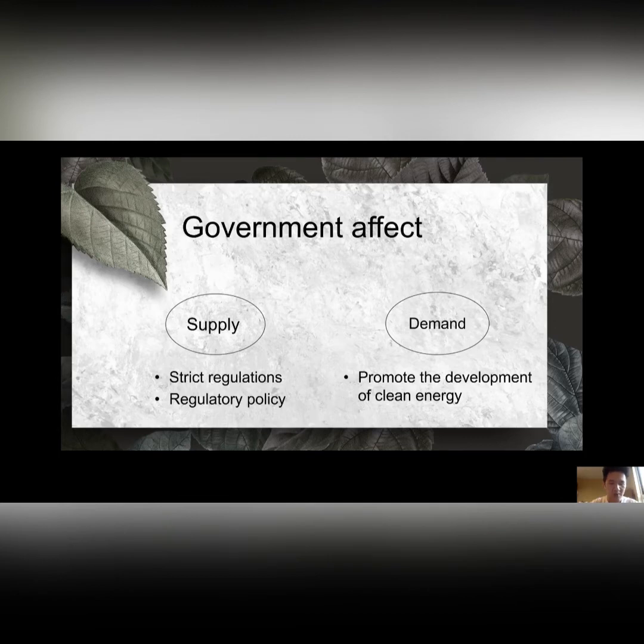The oil resource is found and located in areas controlled by the country. If a company wishes to develop this resource, it can only do so with the country's permission. In addition, strict environmental protection policies also increase the difficulty of oil company exploitation. In terms of demand, government influence is also evident. For example, it encourages the use of clean energy.